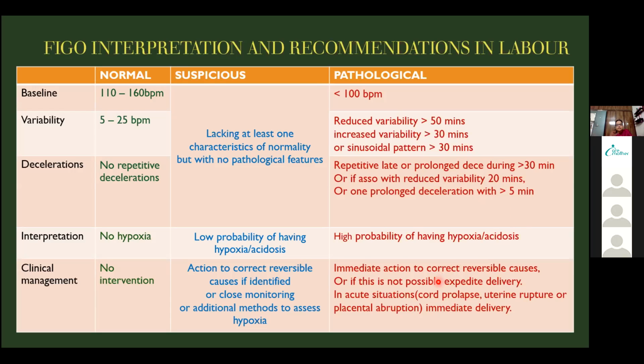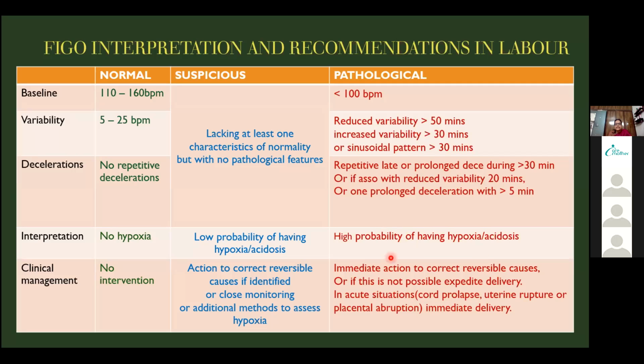If there is no correctable cause and the problem continues, you try to make arrangements for an early delivery. You be prepared for a C-section. And in acute situations, like the three things that I told you, cord prolapse, uterine rupture, and placental abruption, immediate delivery. In these three situations, there will be an acute bradycardia. So you have to immediately plan for delivery.